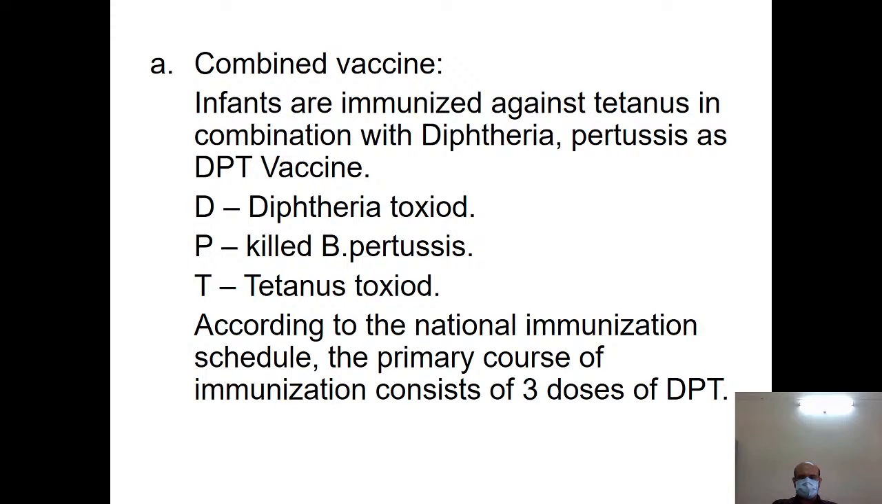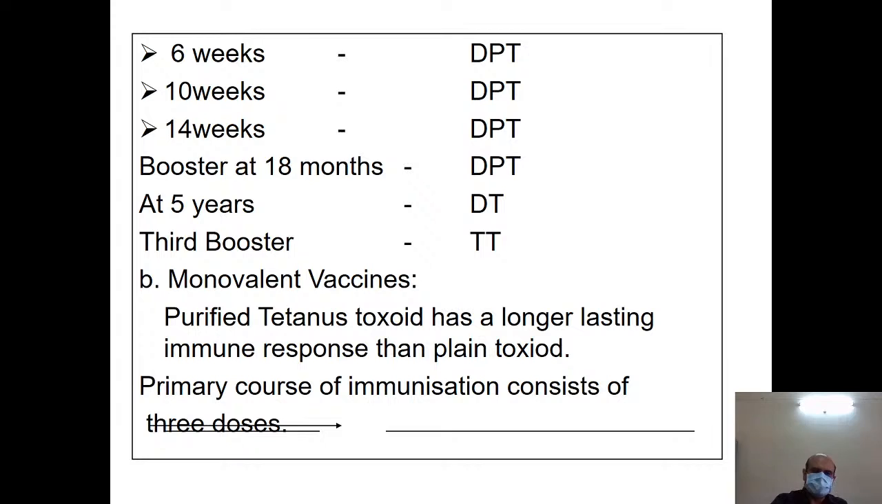According to the National Immunization Schedule, the primary course of immunization consists of 3 doses of DPT, at 6, 10 and 14 weeks. The booster is given at 18 months and at 5 years of age. The third booster TT can be given, but I'm not able to remember the date.